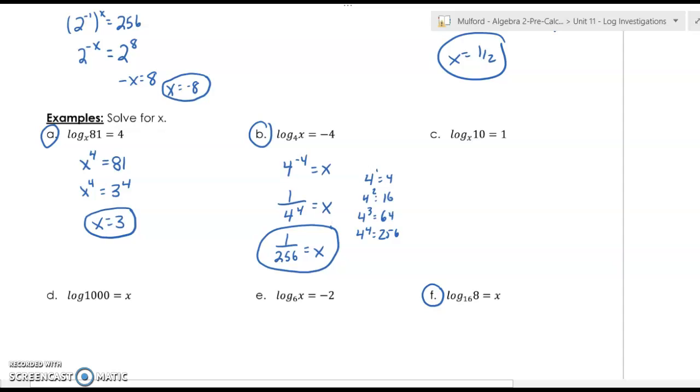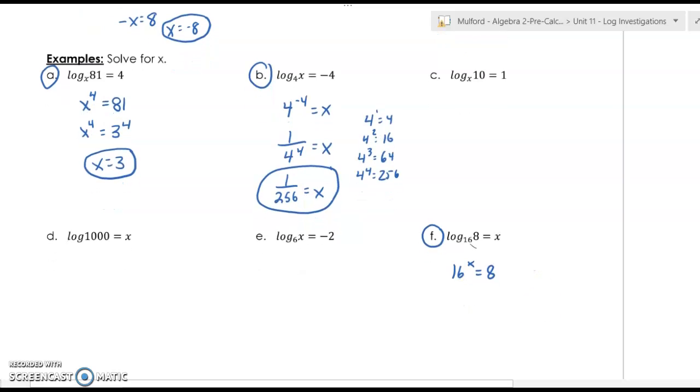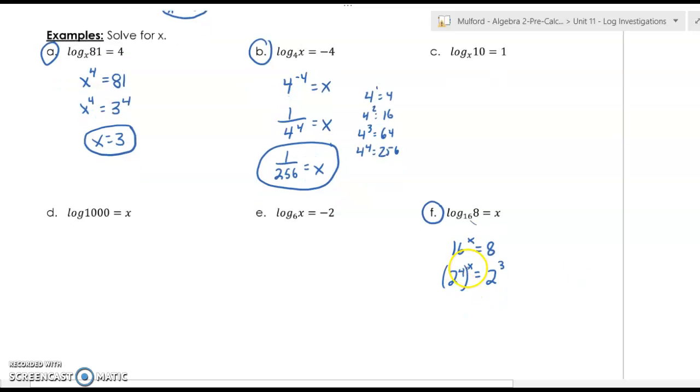And then part F, same idea. We're going to loop it around. 16 to the x equals 8. Now, it's not easy to convert this one so that we have the same base. So I'm going to go to a smaller base than 8 because I can't convert 16 to a base 8. So I'm going to convert those down to a base 2. So 8 I can make 2 to the 3rd power, and 16 I can make as 2 to the 4th power. And I'll take that to the x power. So I'm going to take this and make it 2 to the 4x equals 2 to the 3rd.